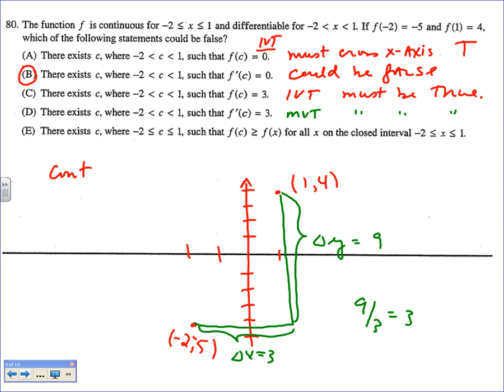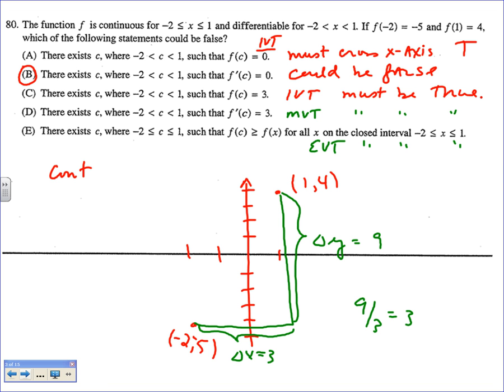And finally, there exists a c in the closed interval such that f of c is greater than or equal to f of x for all x on the closed interval. Well, that's the extreme value theorem. This is the EVT, and that must be true. There has to be a max, and there has to be a min on a closed interval. So B is the answer for number 80.